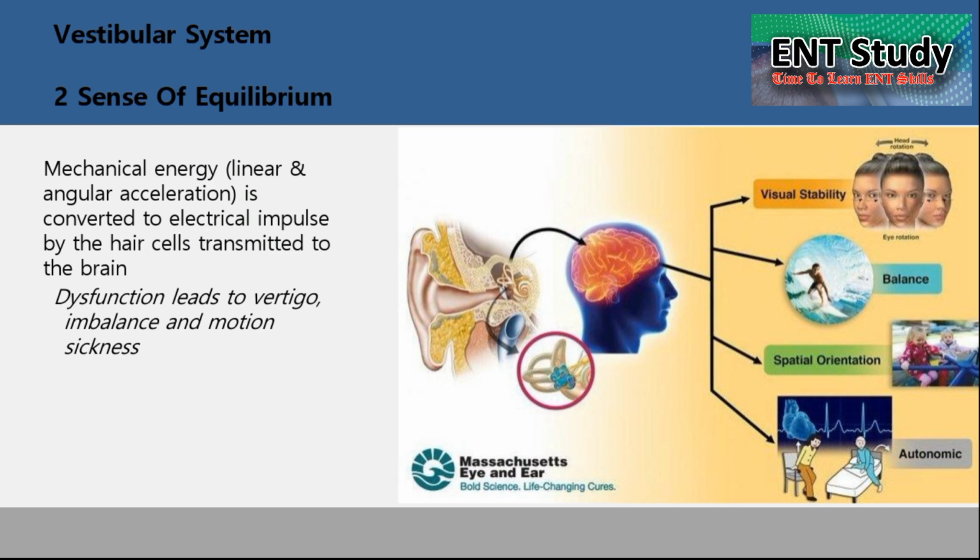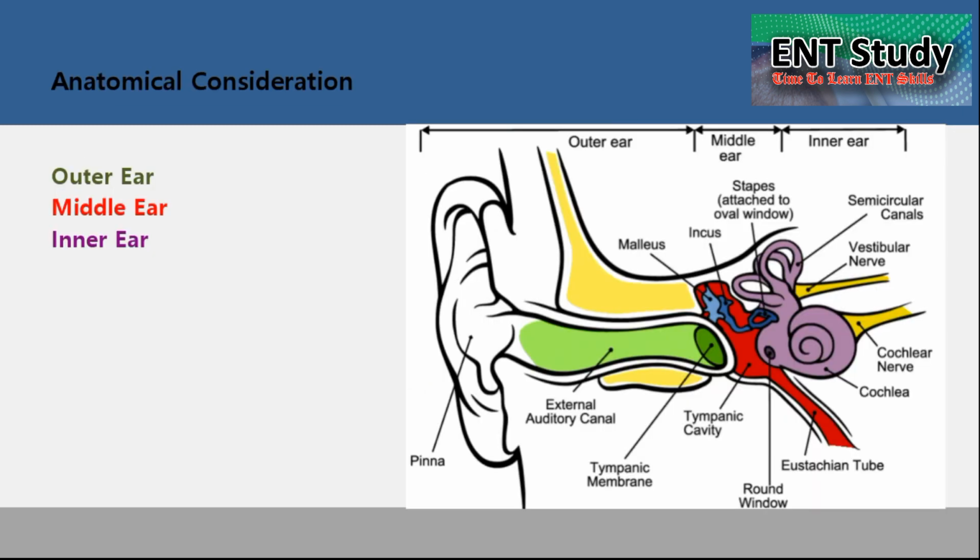The vestibular system is related to the sense of equilibrium, which converts the mechanical energy of linear and angular acceleration to electrical impulses and transmits them via the vestibular nerve to various regions of the brain. Any dysfunction in this leads to vertigo, imbalance, and motion sickness.